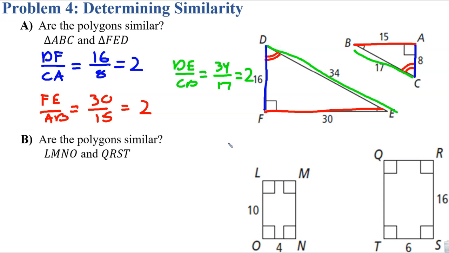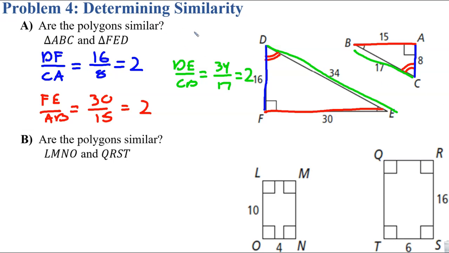Okay, that's what we mean when we say all the corresponding sides are proportional. They all reduce to the same number, to the same thing. And then that 2 is also my scale factor. Okay, I can tell by that that the triangle on the left is twice the size of the triangle on the right.